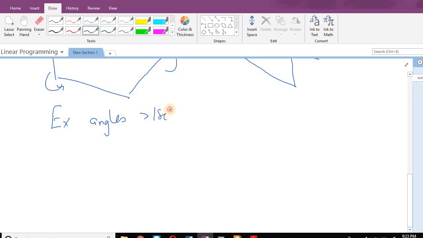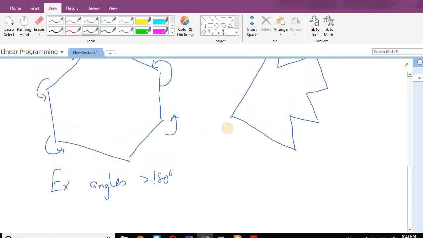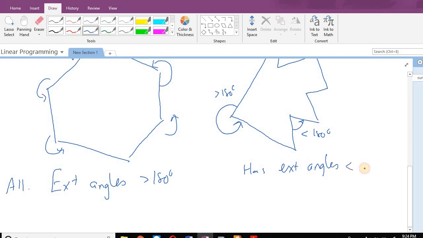greater than 180 degrees. Now if you look at the exterior angles here, some of them are greater than 180 degrees, like this one here. So this is greater than 180 degrees, but this one is not, right? That's less than 180 degrees. So it makes this kind of indentation. So this one, convex, all exterior angles greater than 180 degrees. Non-convex, there are exterior angles less than 180 degrees.